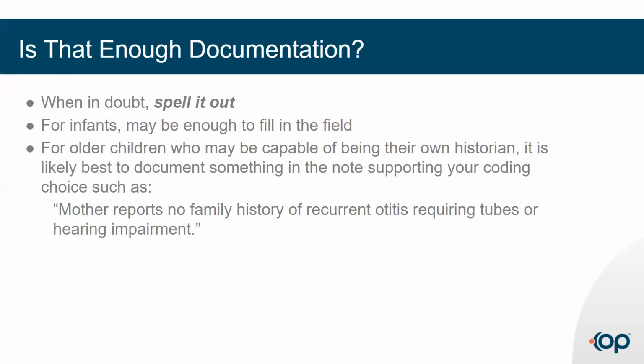So is that enough documentation? Well, I always say when in doubt, spell it out. You never know what auditors are going to want. And for infants, it may be enough to fill in that field because an infant is not capable of giving their own history. However, for older children who may be capable of being their own historian, it's likely best to document something in the note that supported your coding choice, such as mother reports no family history of recurrent otitis requiring tubes or hearing impairment.